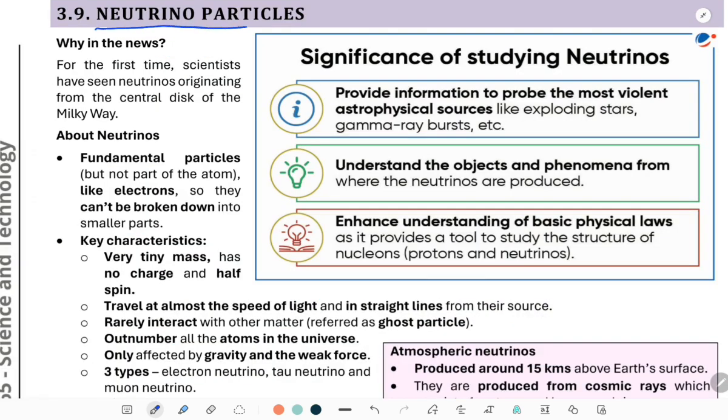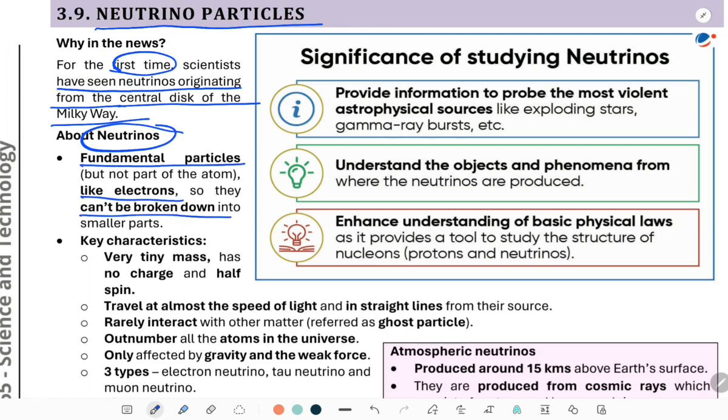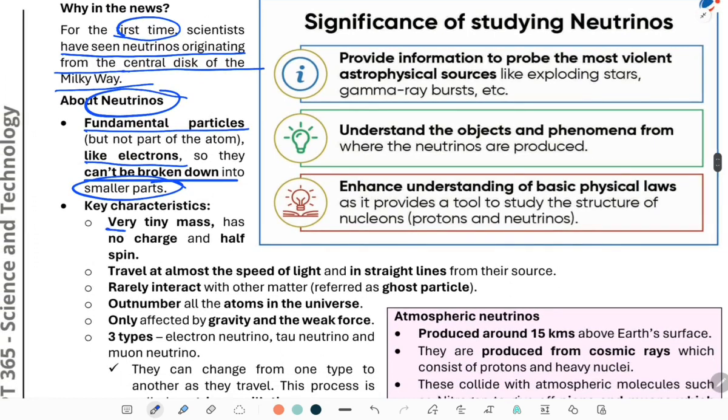Next, we'll see neutrino particles. For the first time, scientists have seen neutrinos originating from the central disk of the Milky Way. These neutrinos are fundamental particles like electrons, so they can't be broken down into smaller particles. Their characteristics are these: very tiny mass, no charge, half spin, and they travel at almost the speed of light and in a straight line from their sources.